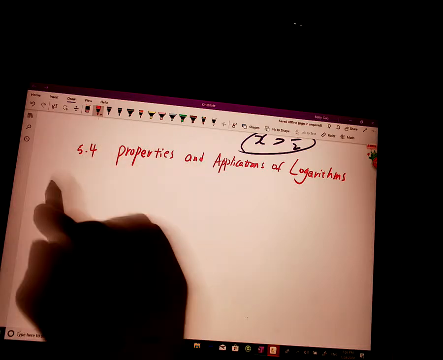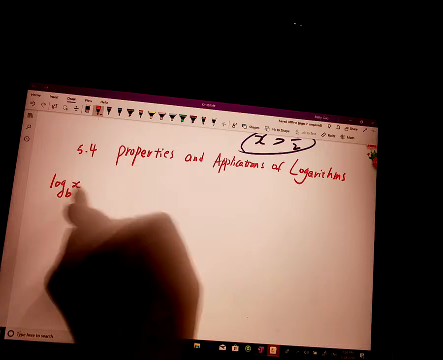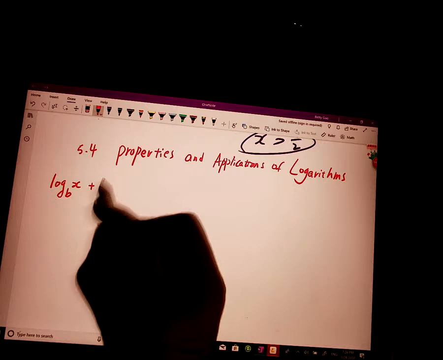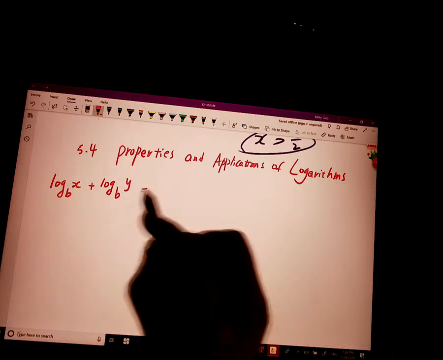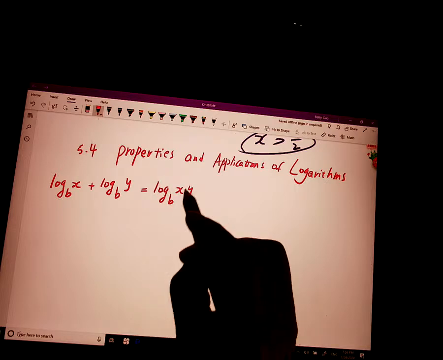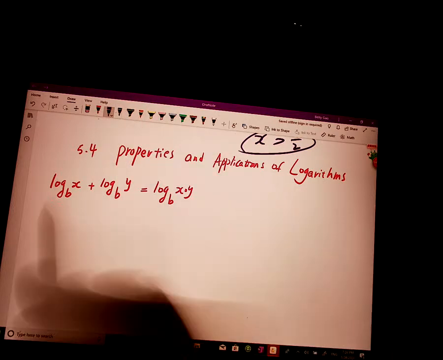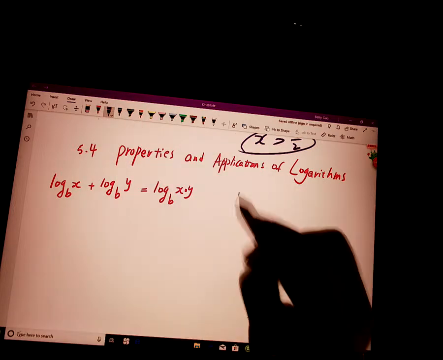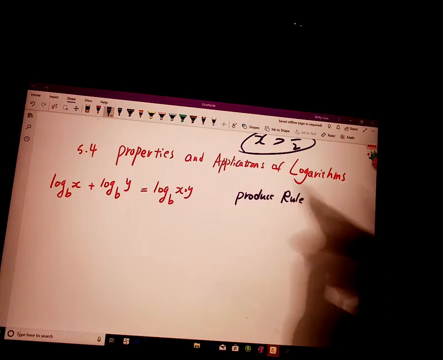The first formula: log with base b of x plus log with base b of y equals log with base b of x times y. This formula, or this property, is called the product rule of logarithms.